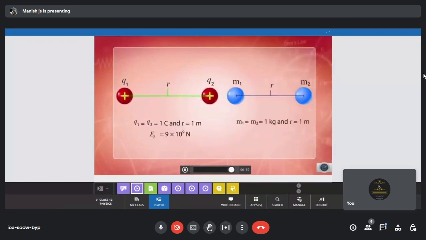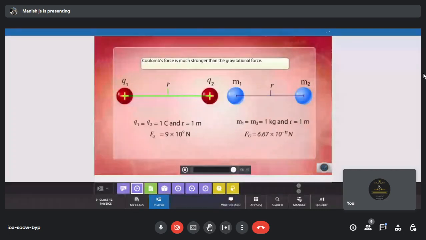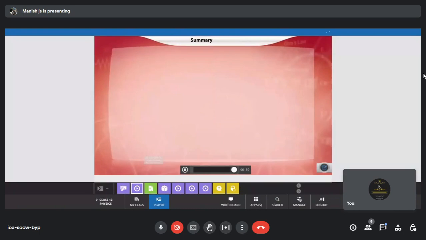On the other hand, the gravitational force for 2 unit masses at unit distance is 6.67 into 10 to the power of minus 11 Newton only. These values show that although Coulomb's law is very similar to the universal law of gravitation, Coulomb's force is stronger than the gravitational force. Let's now recapitulate what you have just learnt in this animation.